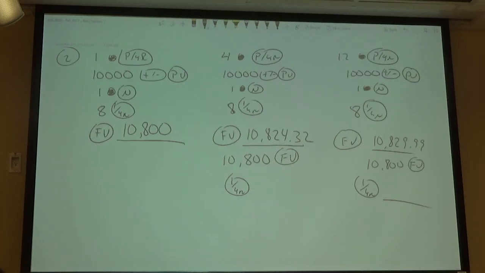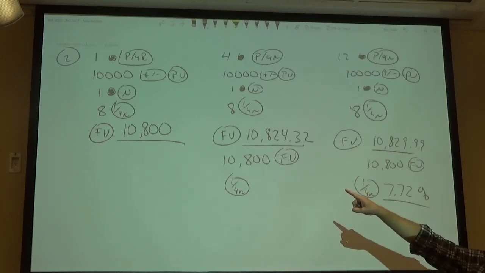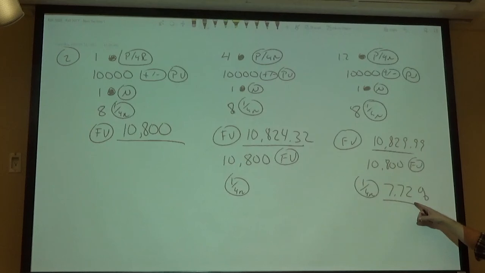Now, assuming you still have it set up for monthly compounding, you end up here at 7.72%. Okay? So what they're saying is the equivalent of an 8% annual rate is the same as a 7.72% quarterly or monthly rate.